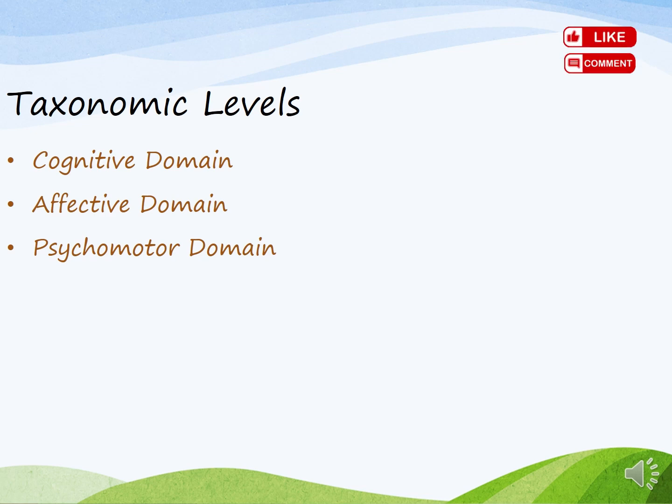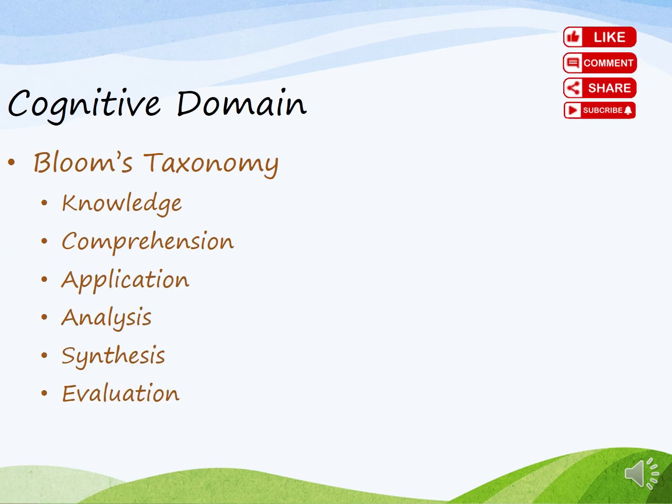Taxonomic level: in this, the cognitive domain, affective domain, and psychomotor domain. So we will discuss all of these one by one. Cognitive domain: in this, we discuss the Bloom taxonomy, as we already discussed in the previous lectures as well. Bloom taxonomy is a widely used classification system for learning objectives developed by Bloom in 1956. It categorized learning objectives into six levels, ranging from simple to complex in the cognitive domain.